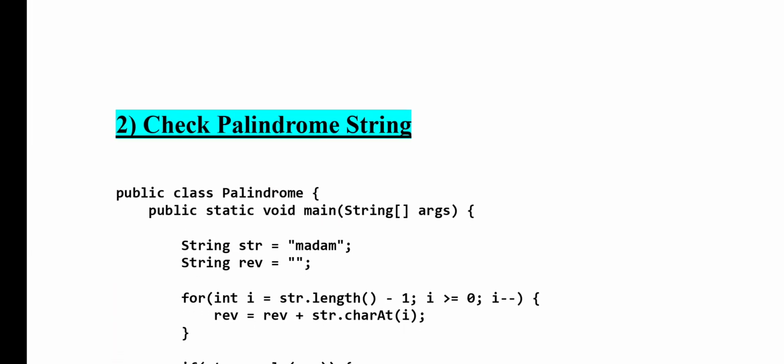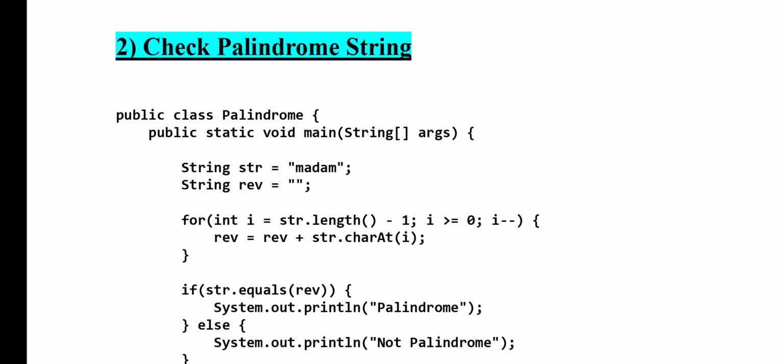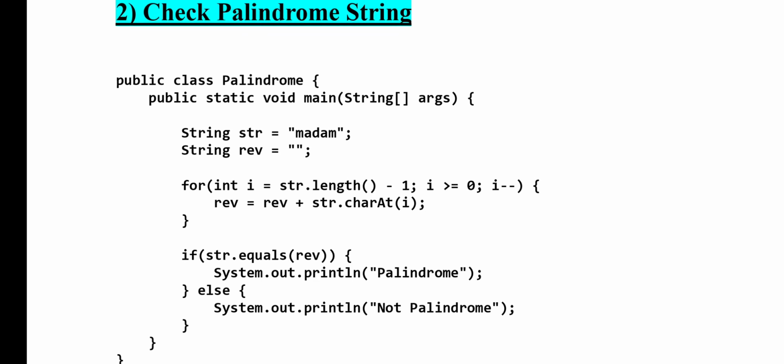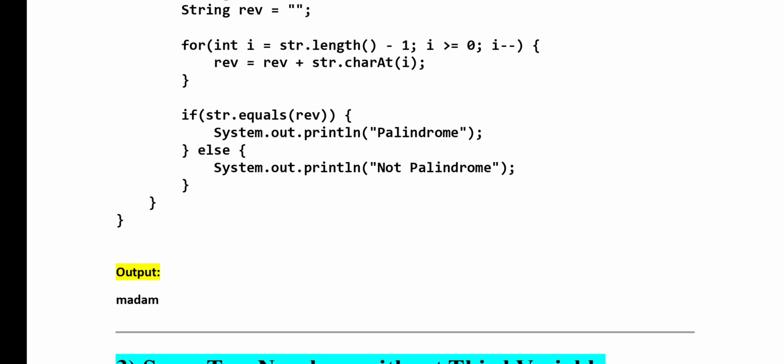The next question is similar to the above question. It's nothing but checking for a palindrome string. Okay, so here also we are creating a string and we are creating an empty string, and then we are performing the same operation, and finally we are checking if the string is equal to the reversed value. Then we call it a palindrome, else we do not call it a palindrome. Okay, so you can see, madam, even if you reverse it, the value should come the same. We call that value a palindrome.